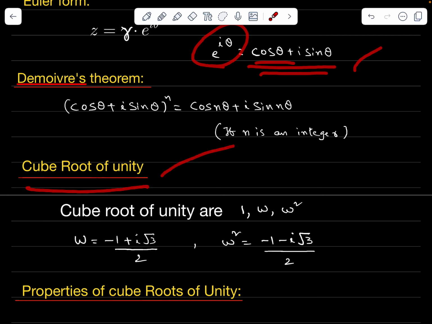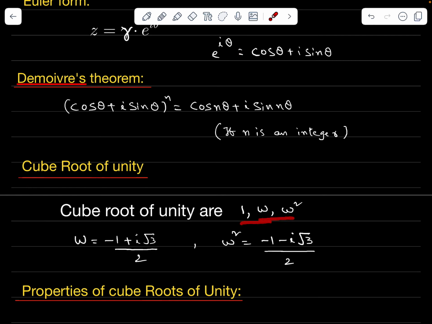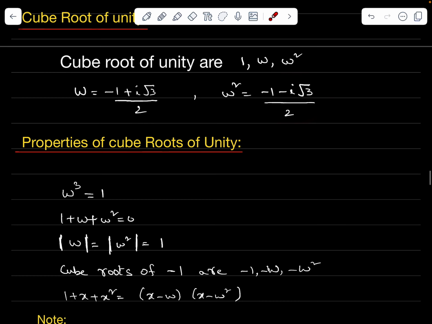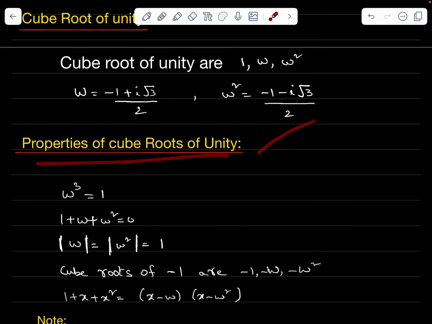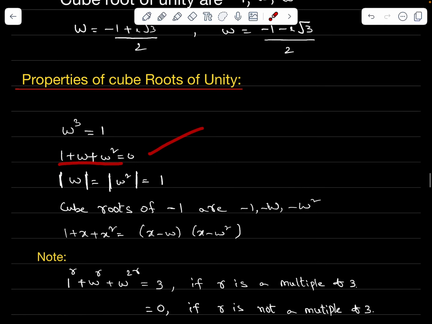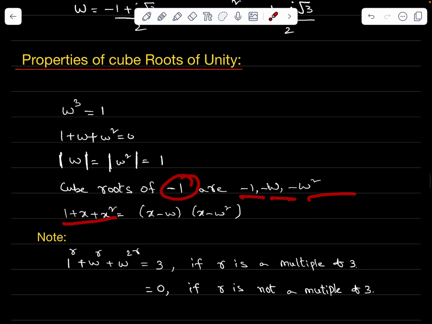Cube roots of unity: 1, omega, omega square. The value of omega is equal to minus 1 plus i root 3 by 2. Omega square is equal to minus 1 minus i root 3 by 2. Properties of cube roots of unity. Omega cube is equal to 1. 1 plus omega plus omega square is equal to 0. Cube root of minus 1 is equal to minus 1, minus omega, minus omega square. And x cube plus 1 is equal to (x plus 1) into (x plus omega) into (x plus omega square).